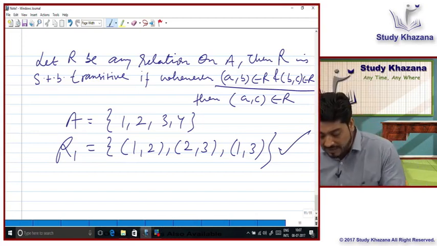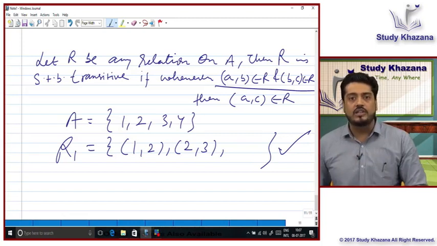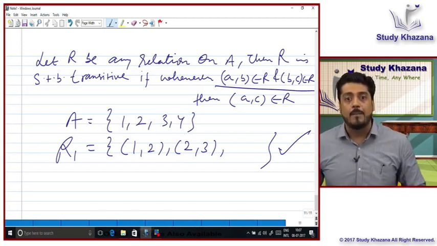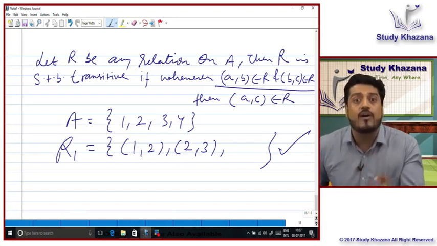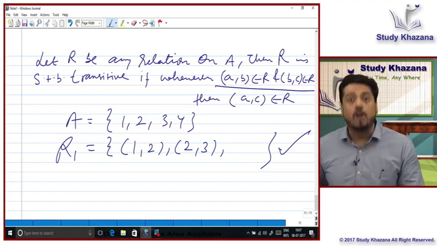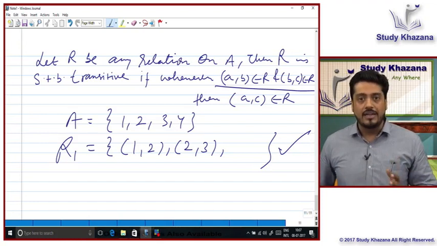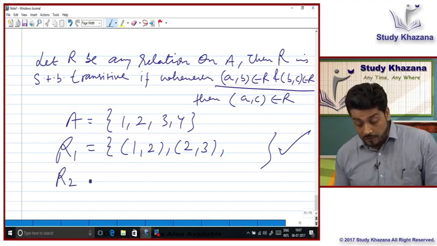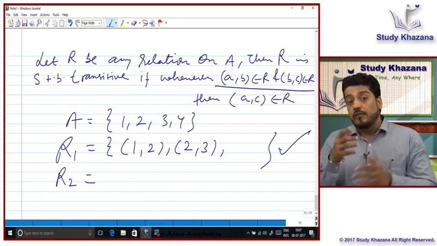If I omit this (1,3), if I simply take (1,2) and (2,3), the relation is not transitive. Why? Because 1 related to 2 is there, 2 related to 3 is there, so we required (1,3), which is not available. So therefore we declare this relation to be a non-transitive relation, or simply the relation is no more transitive. Okay, fine. Again, the point which I was raising: only when the hypothesis is created, we look for the conclusion.